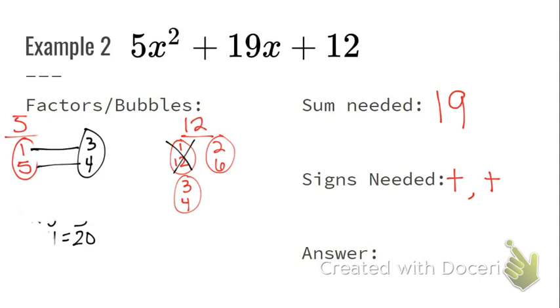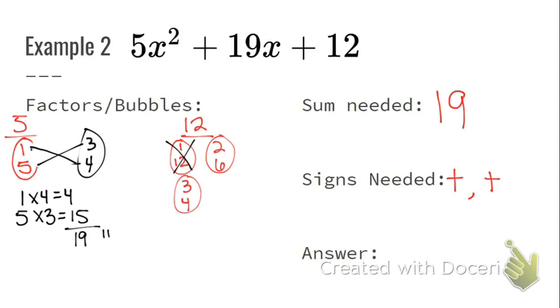So let's see if we rearrange our bubble lines, if that helps us out. So this time I'll take 1 times 4 and 5 times 3. 1 times 4 is 4. 5 times 3 is 15. And this time when I add them, I do get that magic number 19 that I was looking for. So I know that I don't even have to check the 2, 6 bubble. The 3, 4 bubble worked for me. So the only thing that's left to do is to write it in our answer properly.